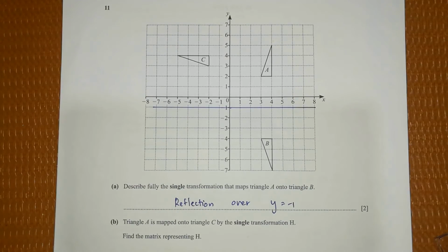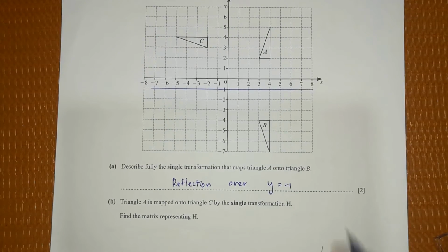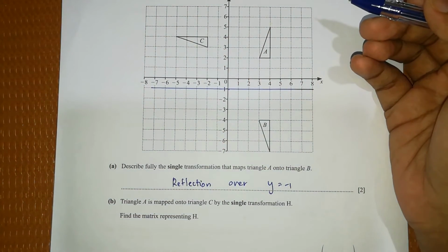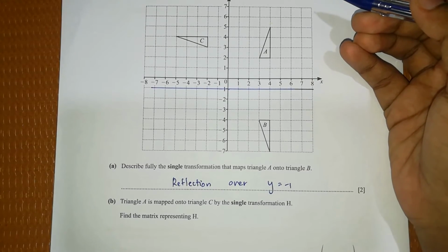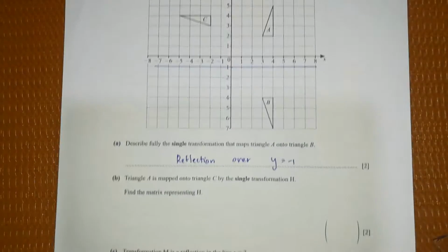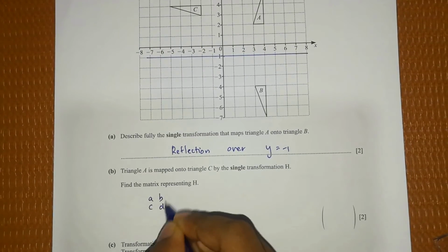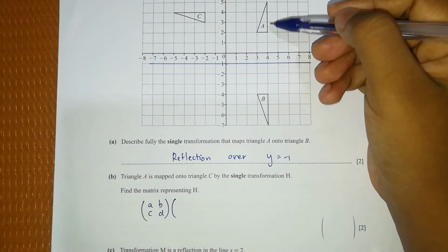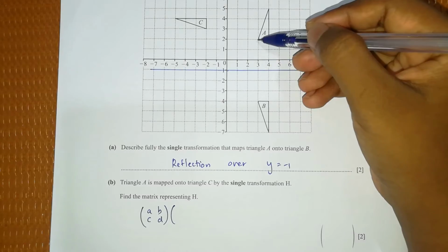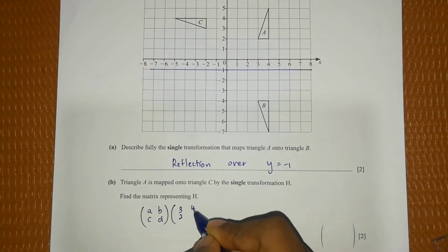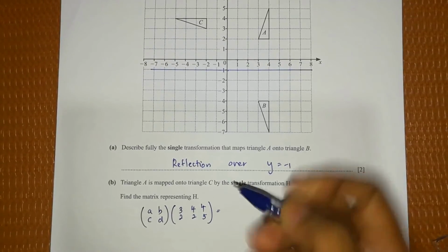Right. Then part B, triangle A is mapped onto triangle C by the single transformation H. Find the matrix representing H. So in this case, when they ask this matrix, that's always a 2 by 2. So we can write it like this: a, b, c, d. And now they say A is mapped onto C. So A is the object. You consider the 3 vertices: (3, 2), (4, 2), (4, 5). And that is mapped onto C.